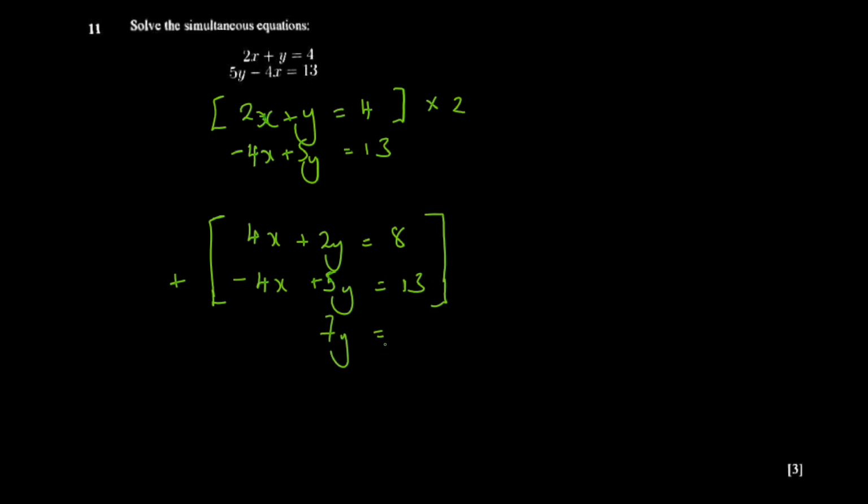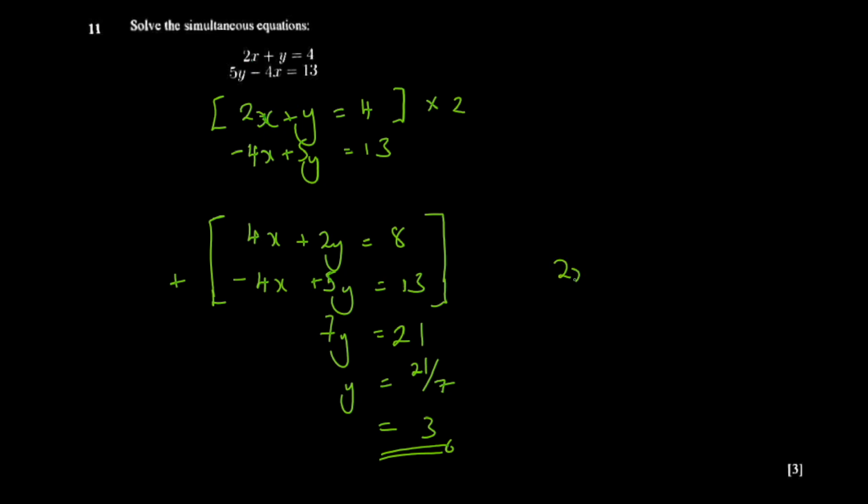7y equal to. So here you get what? We get 21. Yeah, 13 plus 8 is 21, and then you divide both sides by 7. Then you get what? 3. That's the same answer that we got previously. So that's good. And then now you just have to solve for x.